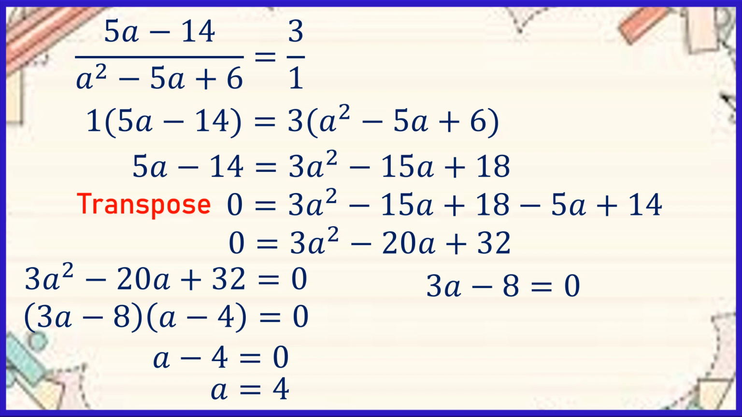Transposing minus 4 to the other side, we get a is equal to 4. And then transposing minus 8 to the other side, we get 3a is equal to 8. Dividing both sides by 3, we get 8 over 3. So the roots are positive 4 and positive 8 over 3.